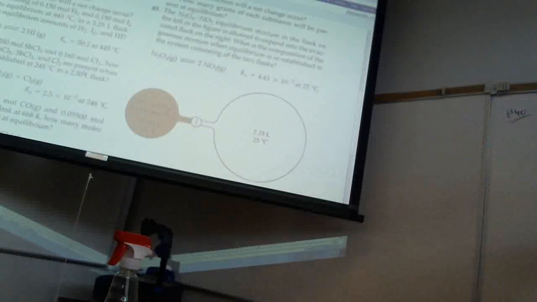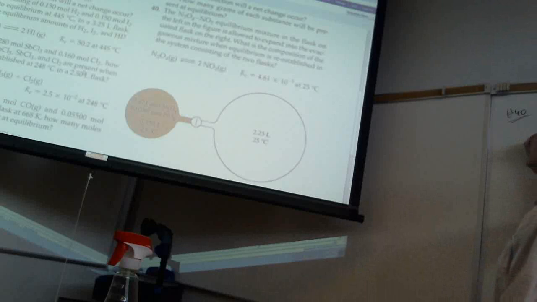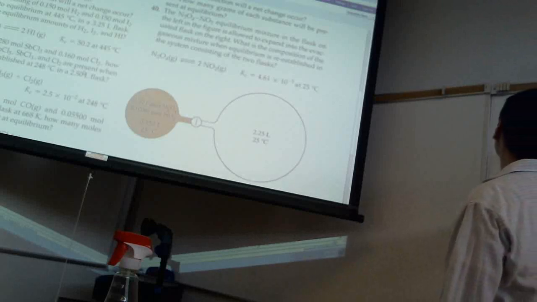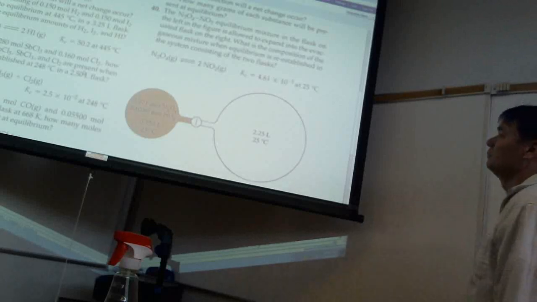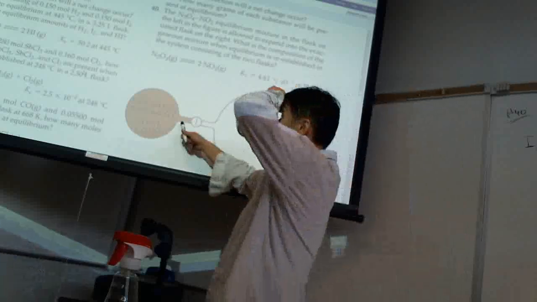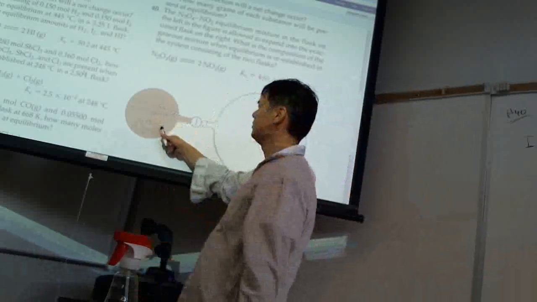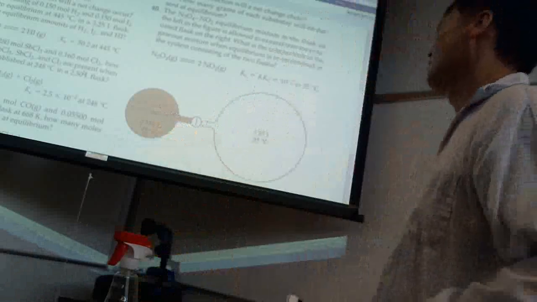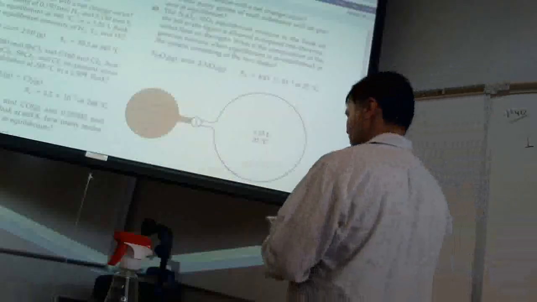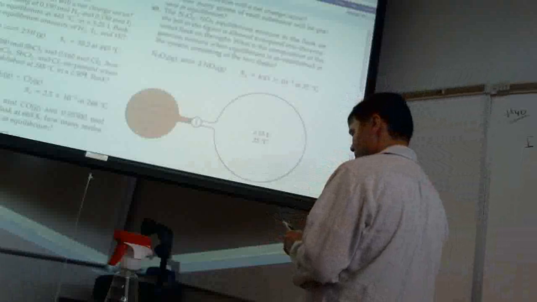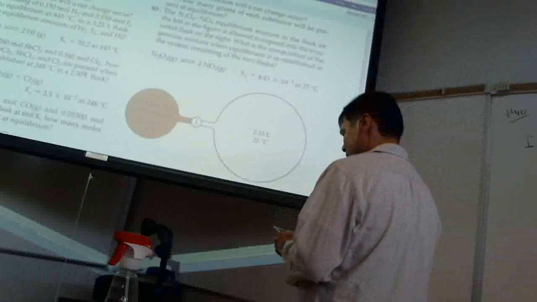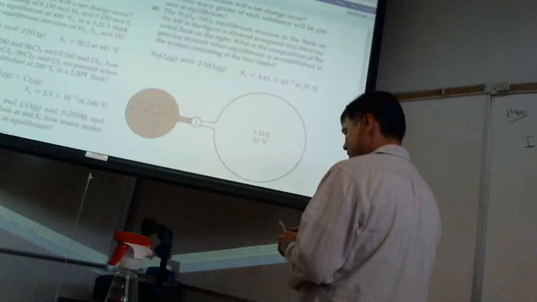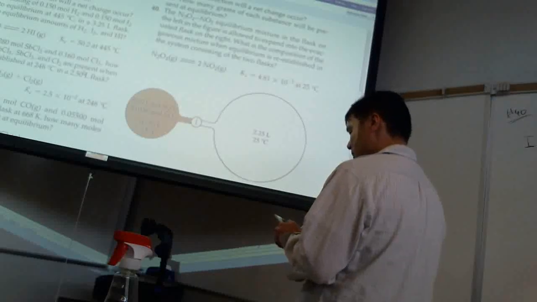And so we've got N2O4 gas going to 2NO2 gas. And so the system's at equilibrium. Initial equilibrium is going to be 0.971 moles divided by 0.75 liters. What does that come out to? Someone have it? I want the molarity.